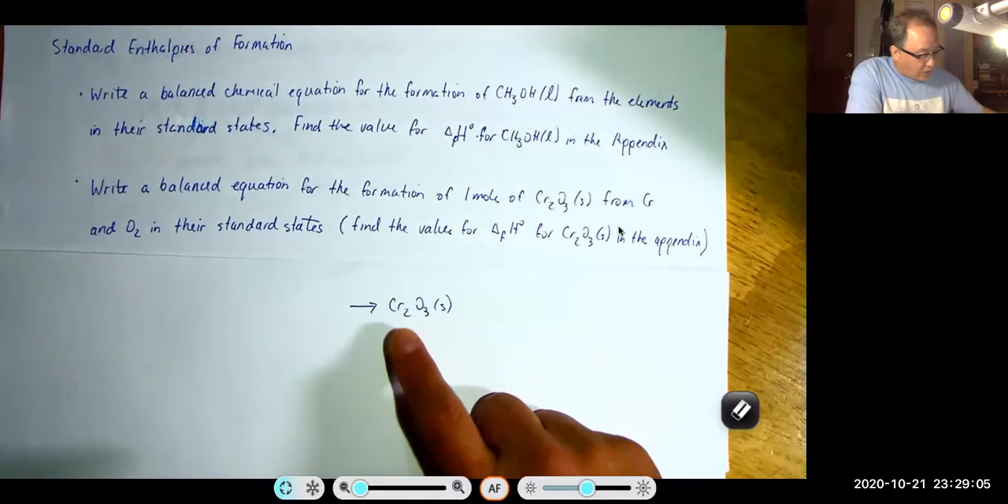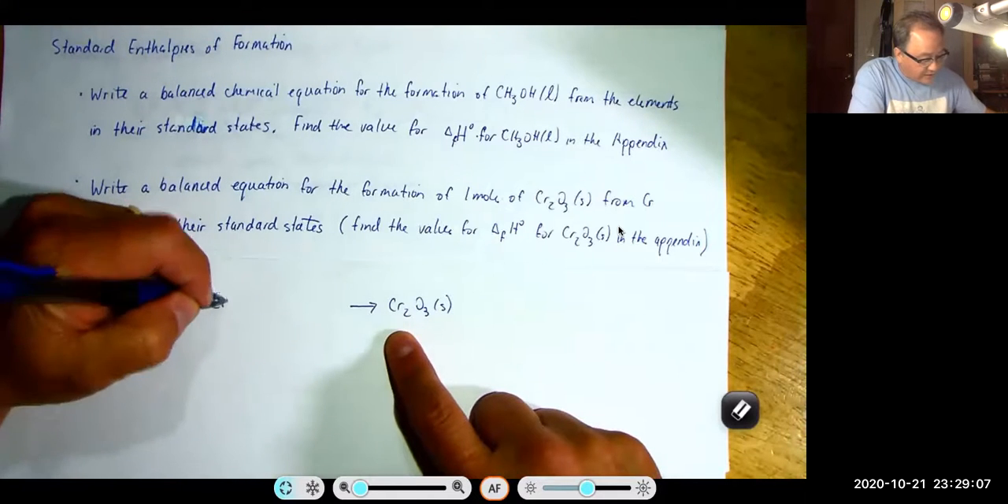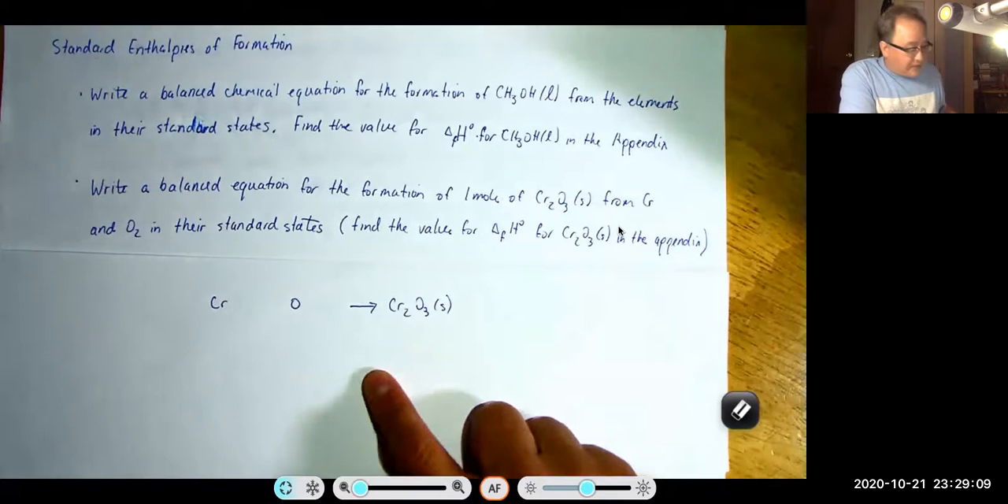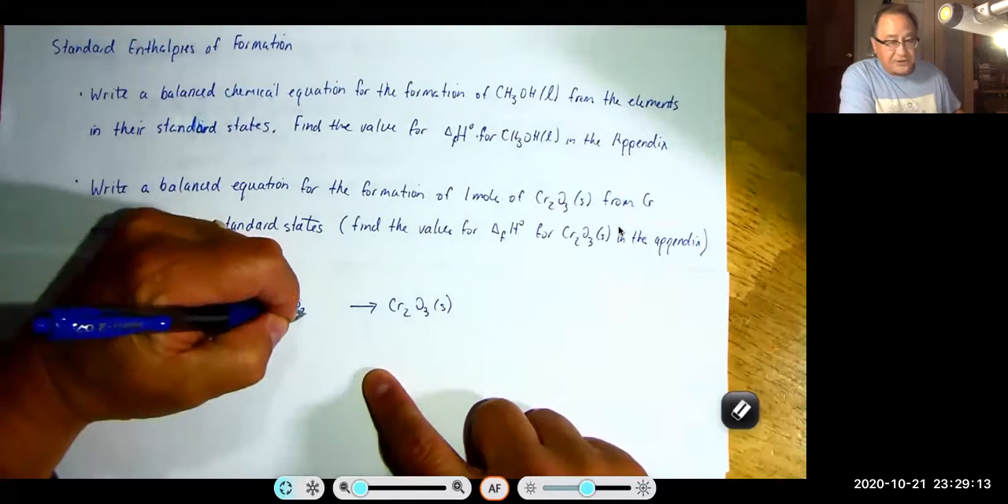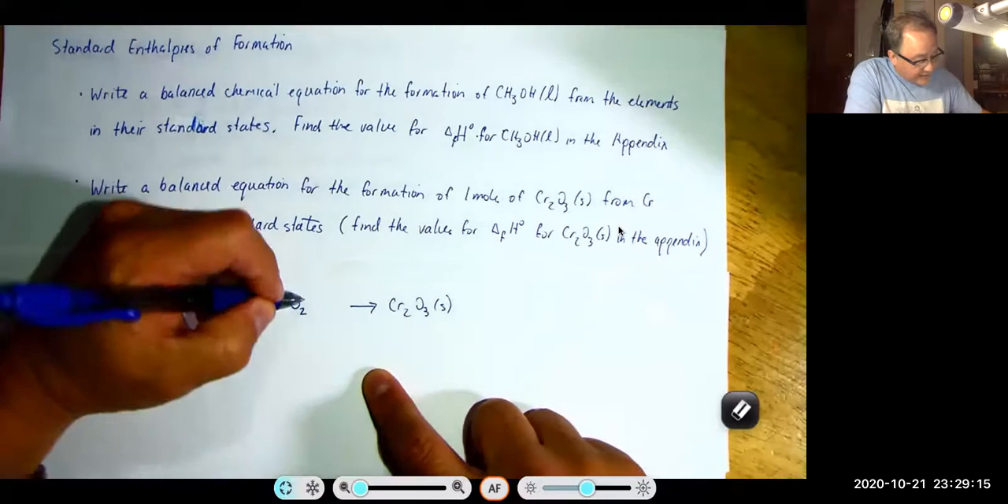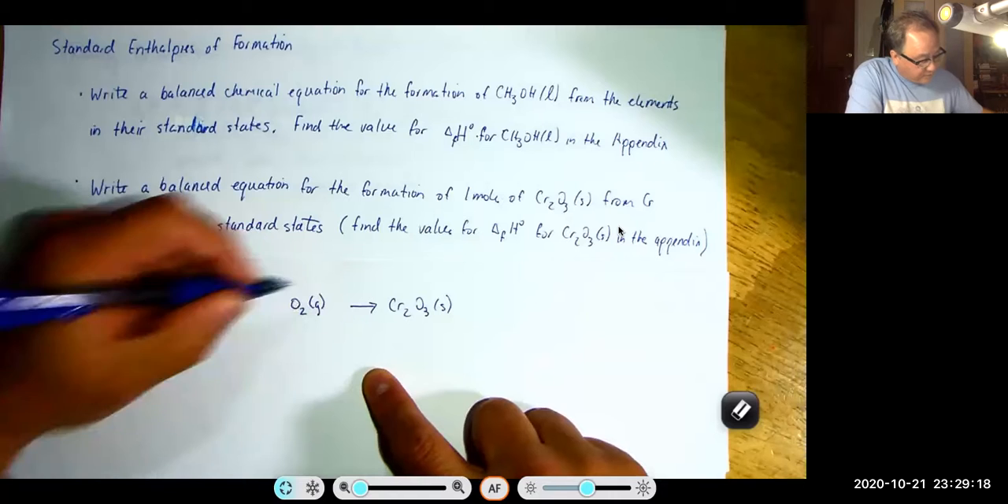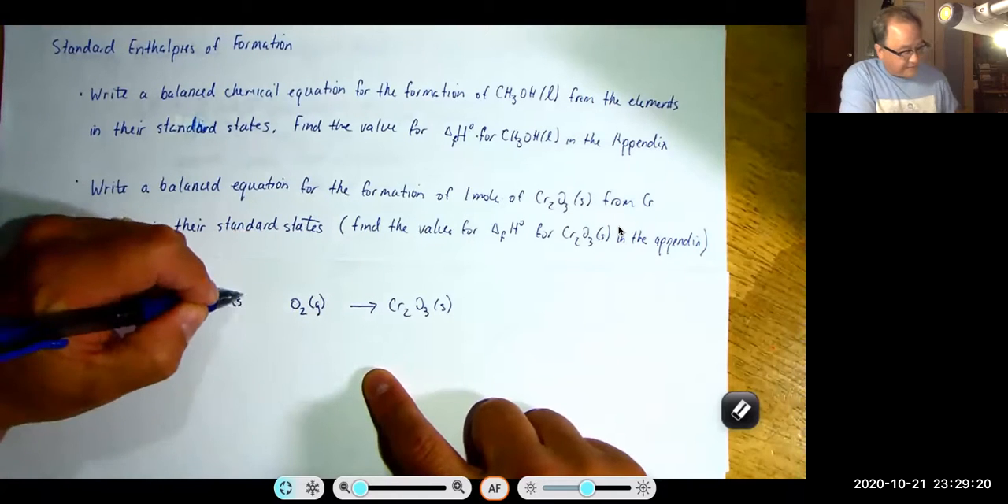And the elements are chromium and oxygen. And which of these are diatomic, Hunkelbriefs? Oxygen is one of them, and that's a gas at room temp. Chromium is a solid at room temp.